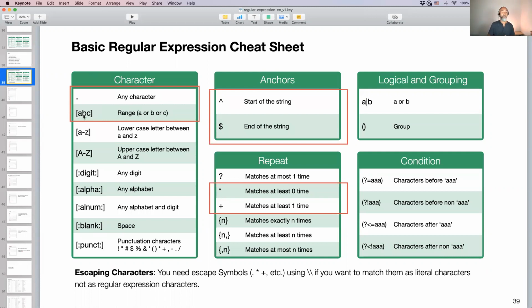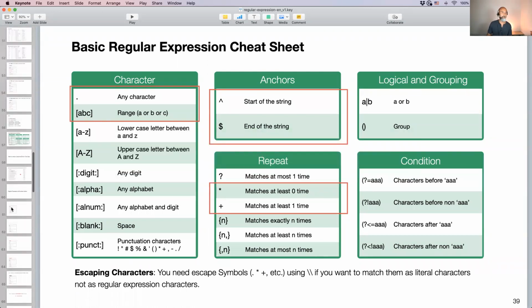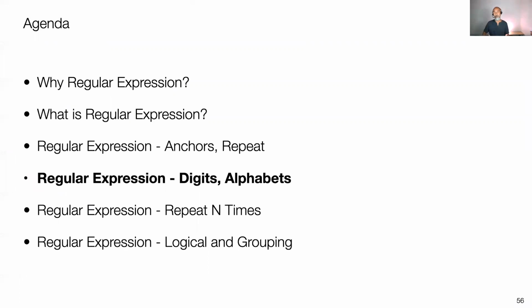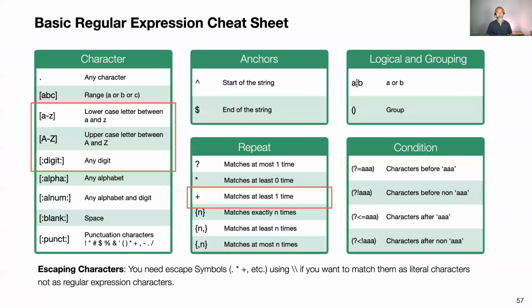Okay, so let's go to the next one. So that was a basic. Next one is digits and alphabets. We kind of already started getting into it, but I wanna go one by one as well. In this case, there's something like A-Z lowercase, uppercase, and also for numerical, I think 0-9 can work as well, but also there's some special thing called digit. And also underneath, there's alphanumeric, blank, punctuation, there are other types as well. But let's start with these 3.